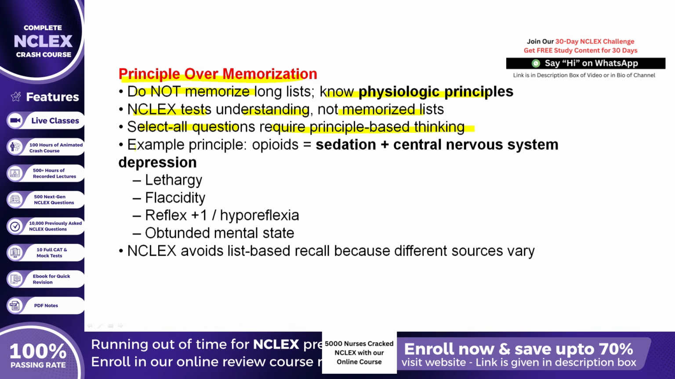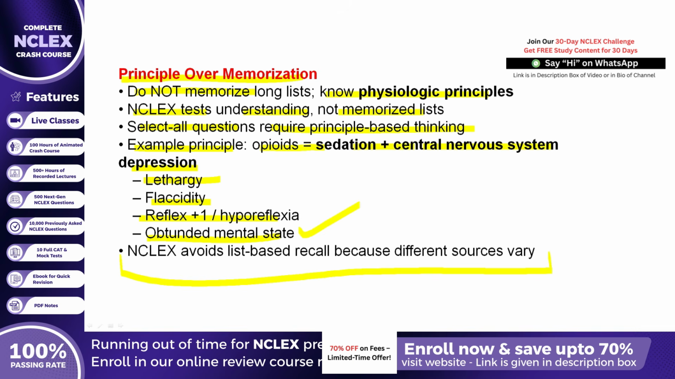For example, a key principle is that opioids cause sedation and central nervous system depression, which explains lethargy, flaccidity, reflex 1+ or hyporeflexia, and an obtunded mental state. And this is important because NCLEX avoids list-based recall since different sources vary. So principles remain the most reliable tool for safe decision-making.